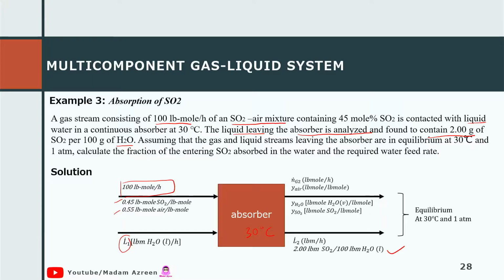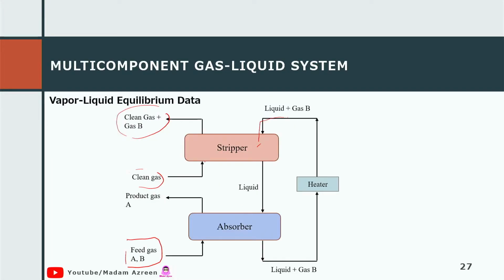Assume that the gas and liquid streams leaving the absorber are at equilibrium at 30 degrees C. This is the gas stream, this is only gas, and this is the liquid. And this is not 100%. Previously here it was 100%.